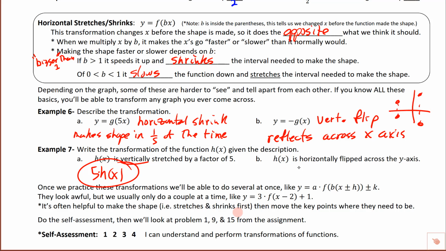And then the last one on the note says h of x is horizontally flipped across the y-axis. So again, horizontally flipped. What's going to happen is we've got this shape over here, and we're going to flip it over here. So the right and left switch sides.